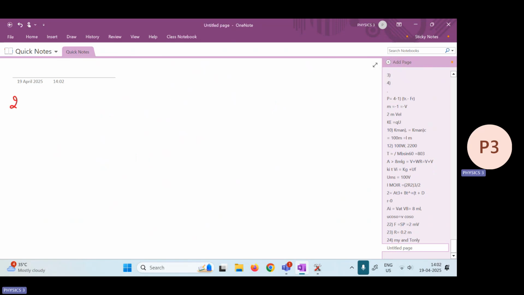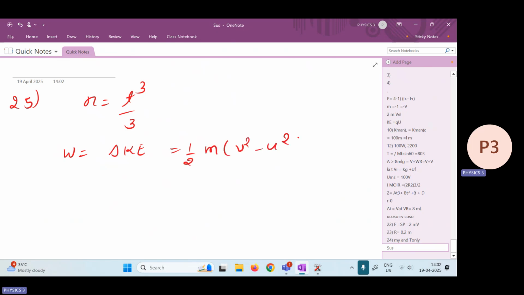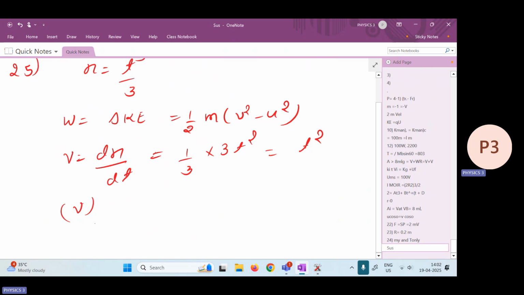The 25th question. We have given, under the action of a force, a 2 kg body moves such that its position as a function of time is given by x is equal to t cube by 3. We have to find work done. So for work done, we can apply the work energy theorem, change in kinetic energy, half m v square minus u square. Okay, so velocity we can write is dx by dt. So 1 by 3, it will be like 3t square. So that will be like t square. So we will get velocity at t is equal to 2. So that will be like 2 square, that will be 4 meter per second.